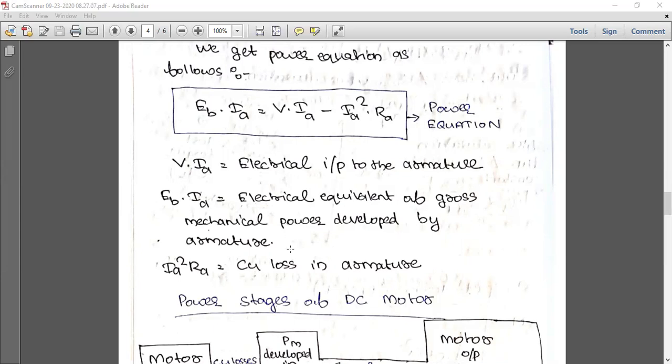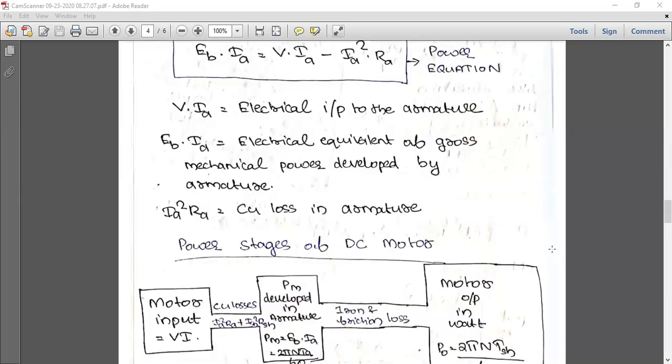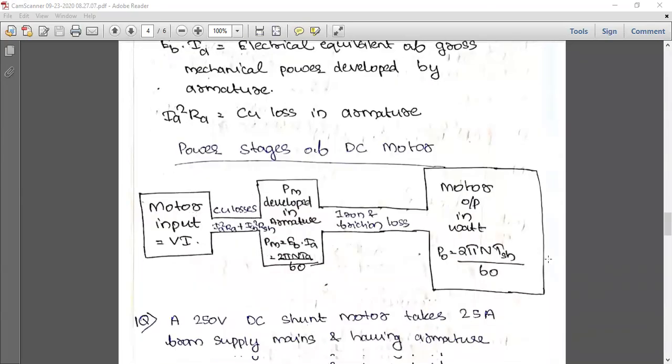Because the motor will develop mechanical power, but we know the significance of the back EMF in the development of mechanical power. If you don't remember, watch the video of back EMF, where I have already explained. So the electrical equivalent of gross mechanical power developed by armature is EB into IA, and IA square RA is the copper loss in the armature. So just understand how we got the equation, which are the terms, what is V into IA and what is EB into IA. Okay. Now we come to the power stages of a DC motor.